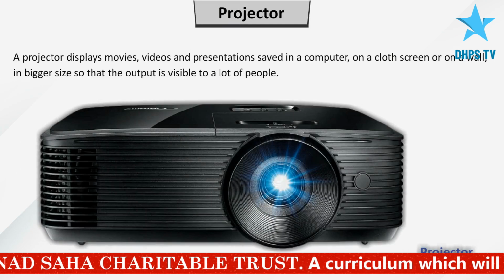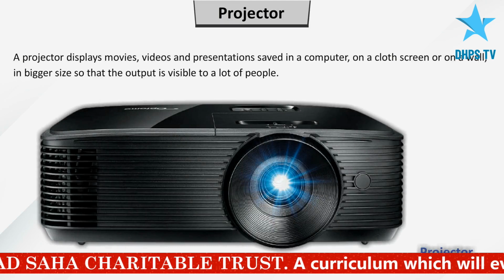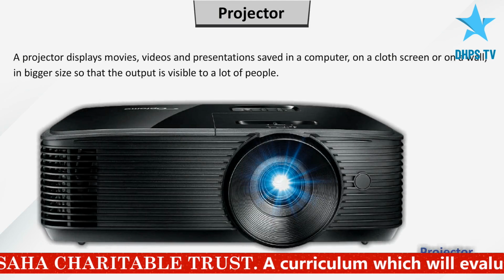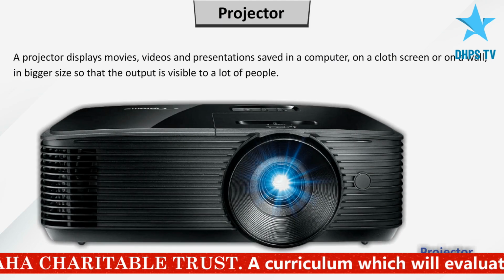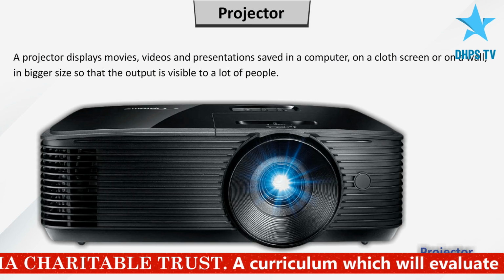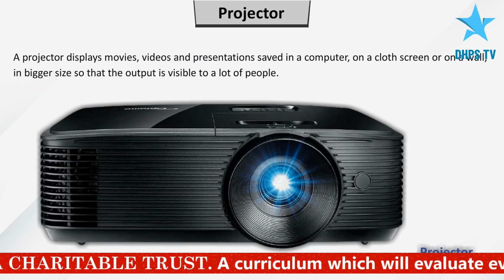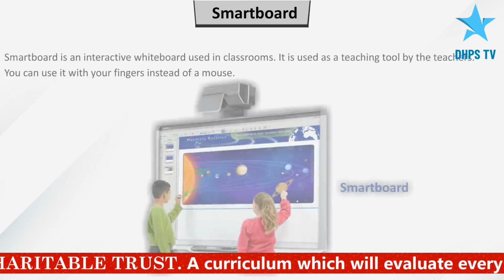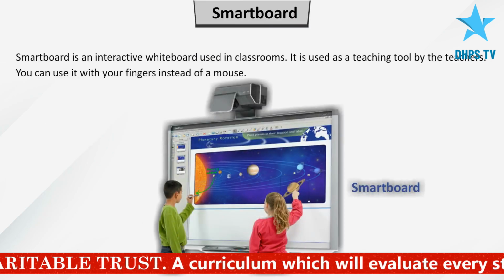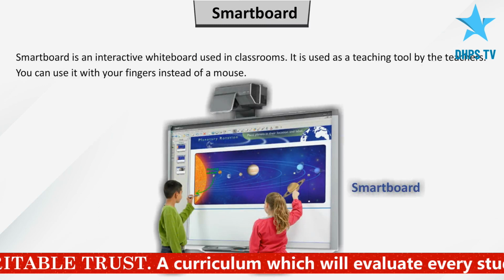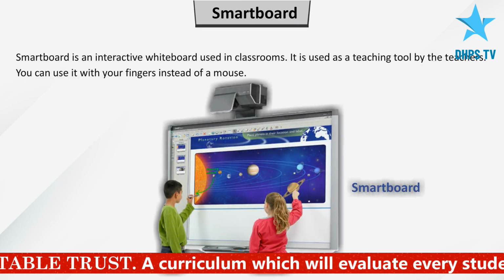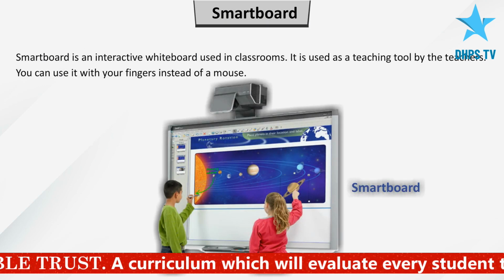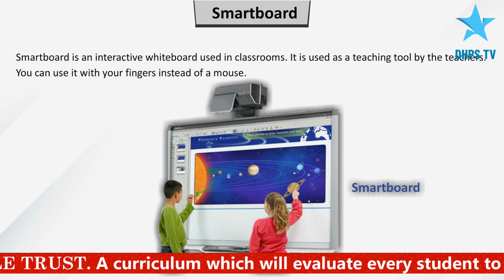Projector. A projector displays movies, videos, and presentations saved in a computer on a cloth screen or on a wall in bigger size, so that the output is visible to a lot of people. Smart board. A smart board is an interactive whiteboard used in classrooms. It is used as a teaching tool by the teachers. You can use it with your fingers instead of a mouse.